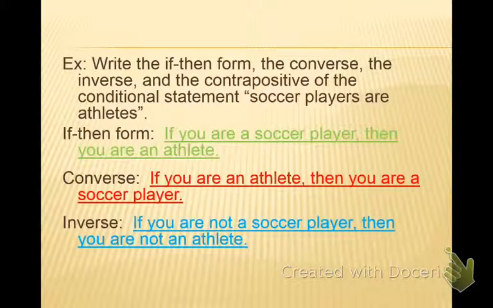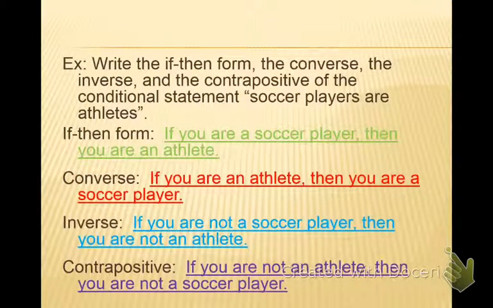What's the opposite of if you are an athlete? Beautiful. What's the opposite of then you are a soccer player? That's it. That's all you got to do. If you're not an athlete, then you're not a soccer player. Yes? You said if you're not an athlete and you don't play soccer. Same thing, right? I'm not saying it's true because if you're not an athlete, then you don't play sport. I would say that's probably true.